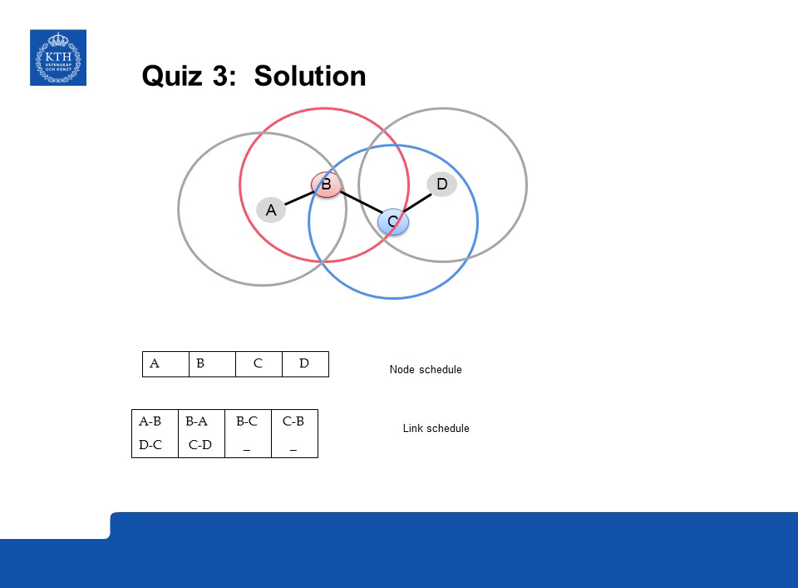On the other hand, when B and C are transmitting, their interference circles both touch D and A, so they have to be alone in a slot. And here we can clearly see that we get a link schedule that is also 4 slots, but it allows for frequency reuse, so the link schedule in this case is more efficient.